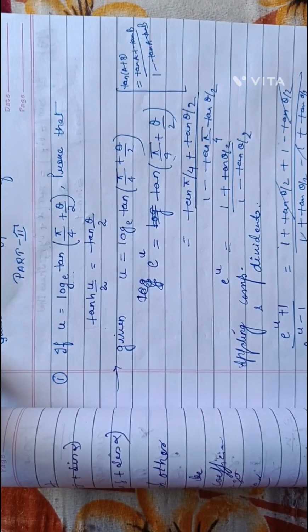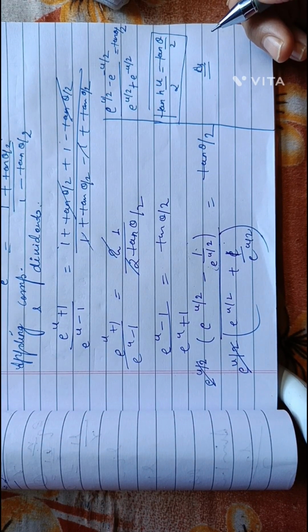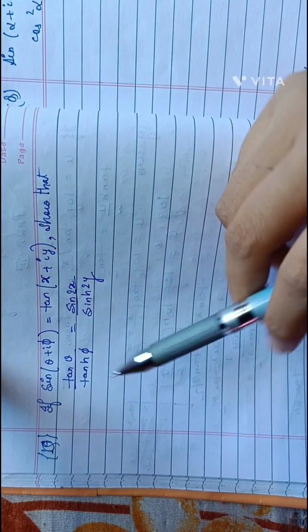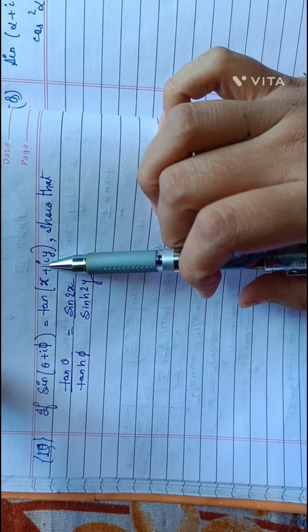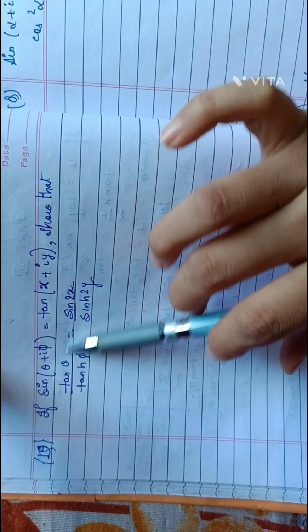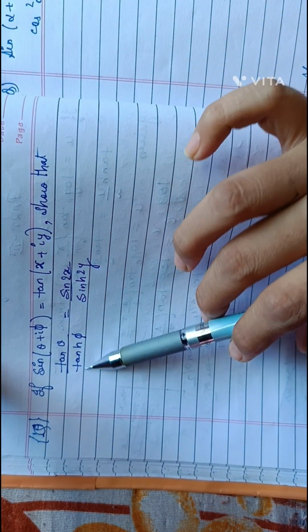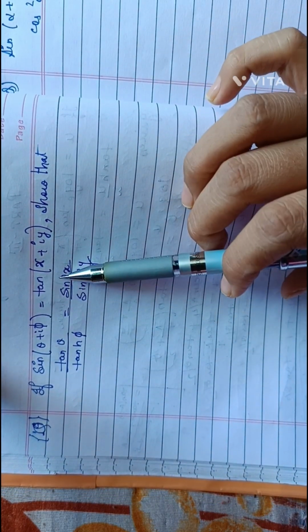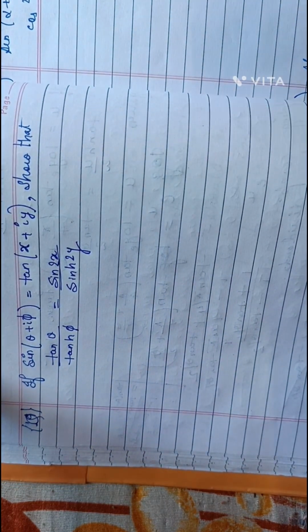Okay, I think these steps are clear. Let's move on to the next question. Here we are given sin(theta plus i phi) equal to tan(x plus iy). This is given in the question. You have to show that tan theta upon tan hyperbolic phi is equal to sin 2x upon sin hyperbolic 2y.